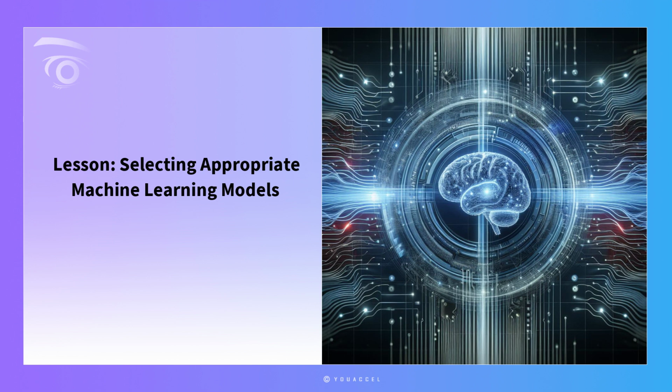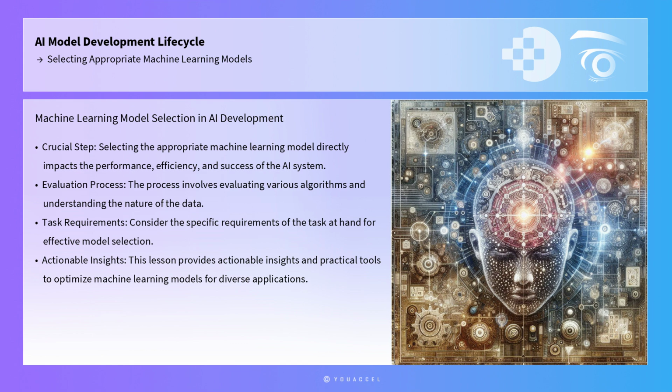Lesson: Selecting appropriate machine learning models. Selecting the appropriate machine learning model is a crucial step in the AI model development lifecycle, as it directly impacts the performance, efficiency, and success of the AI system.